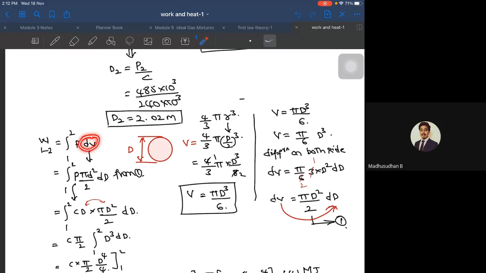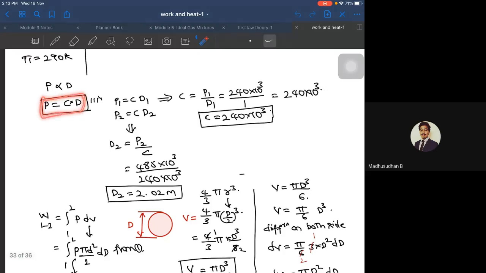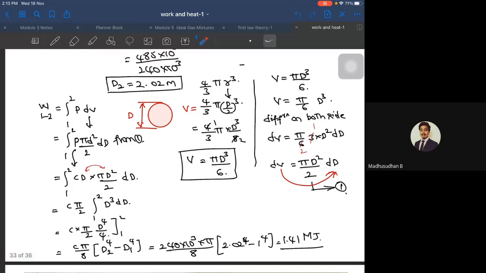So dV, have you got? You've gone through the sphere volume. In that sphere volume, you have extracted in terms of diameter, differentiated both sides so that you get an expression of dV in terms of dD. Okay, that you have substituted here. Now, P, you have assumed it to be C into D, right? So the same thing I'll be substituting here. So P is substituted as C into D.